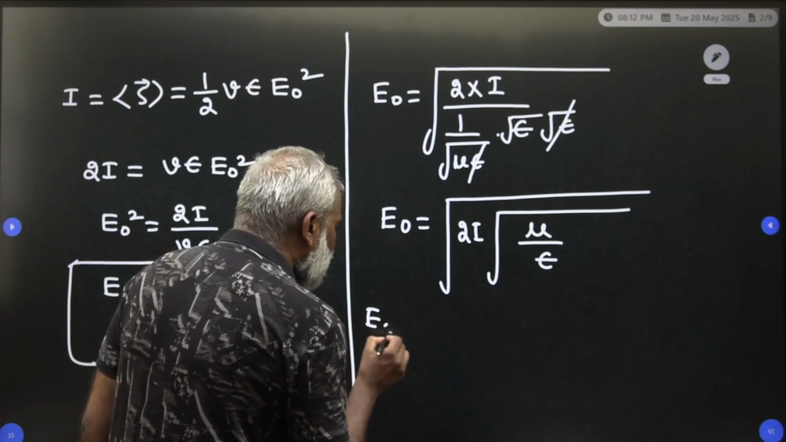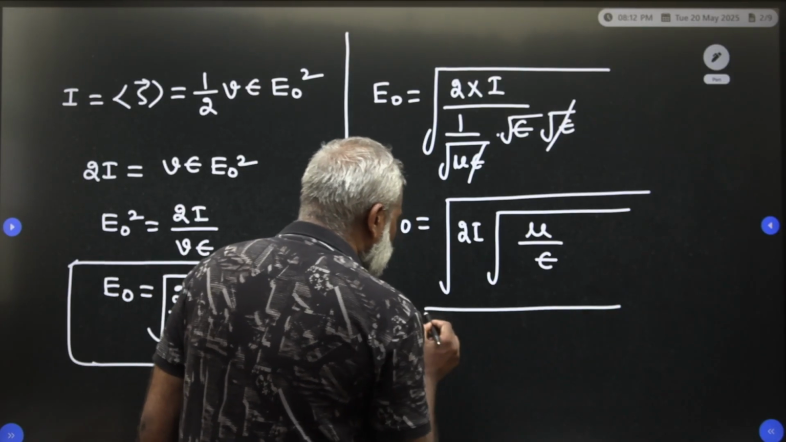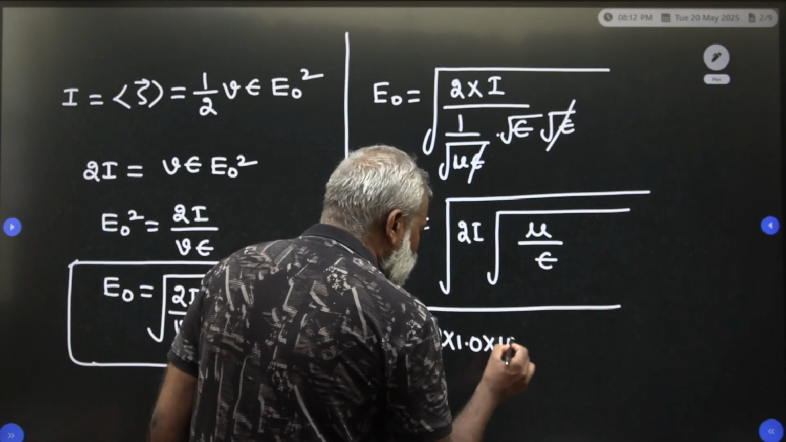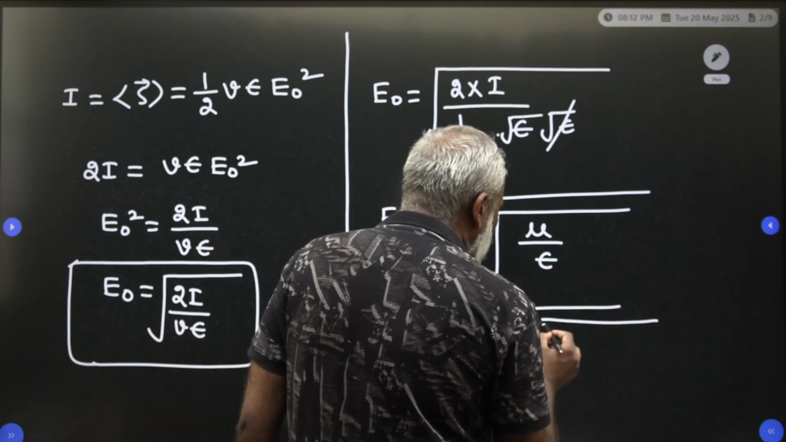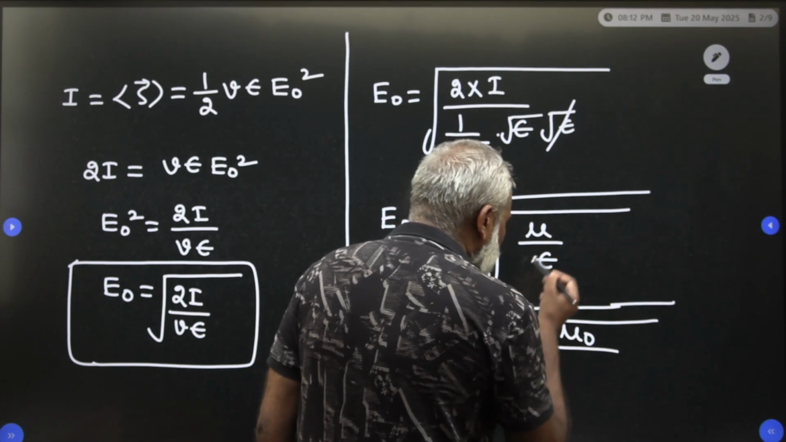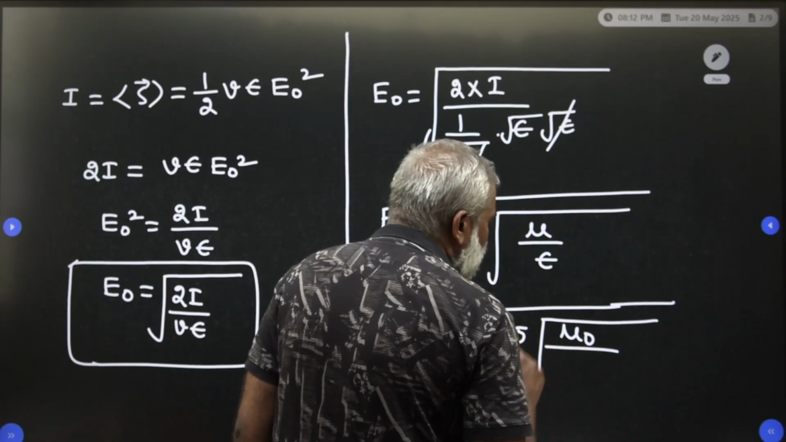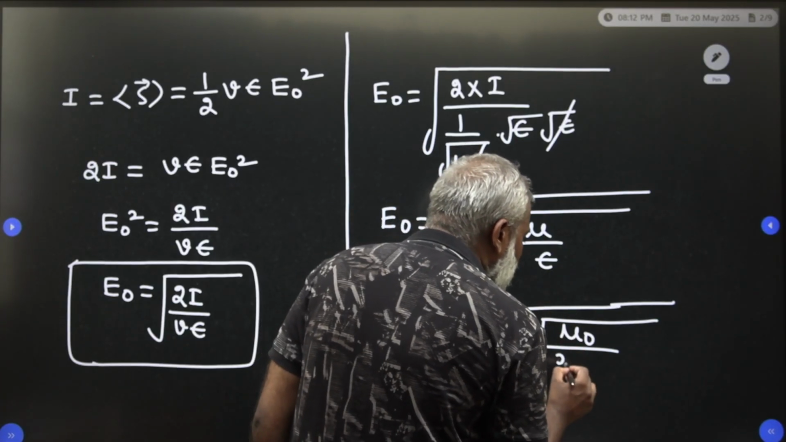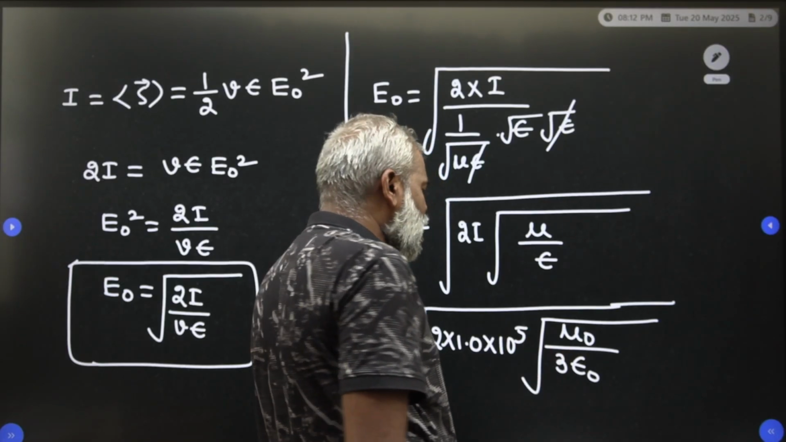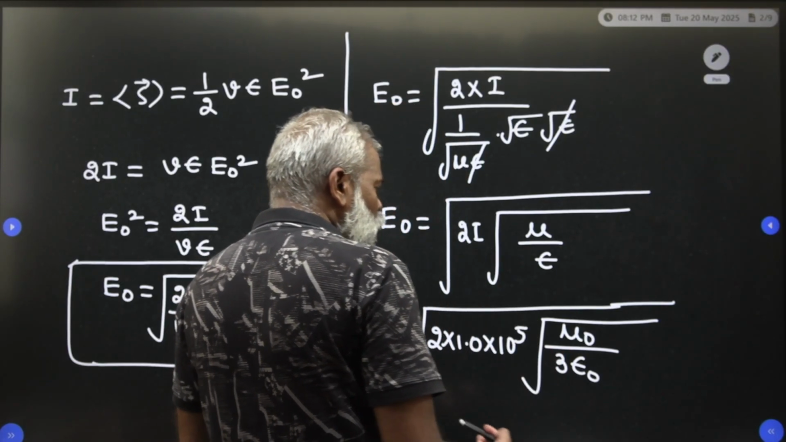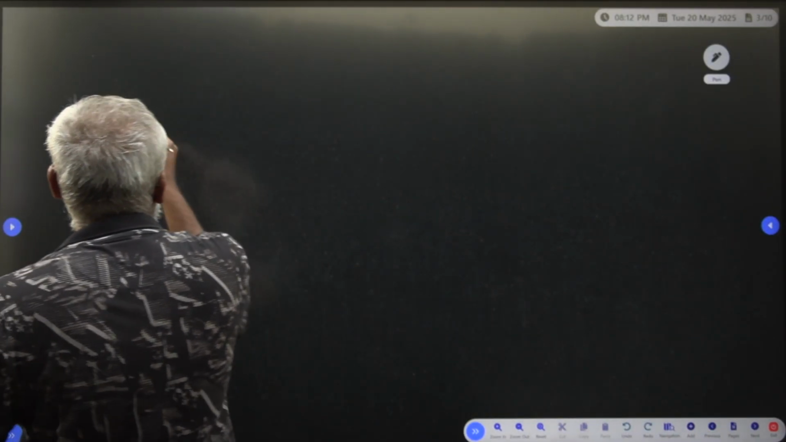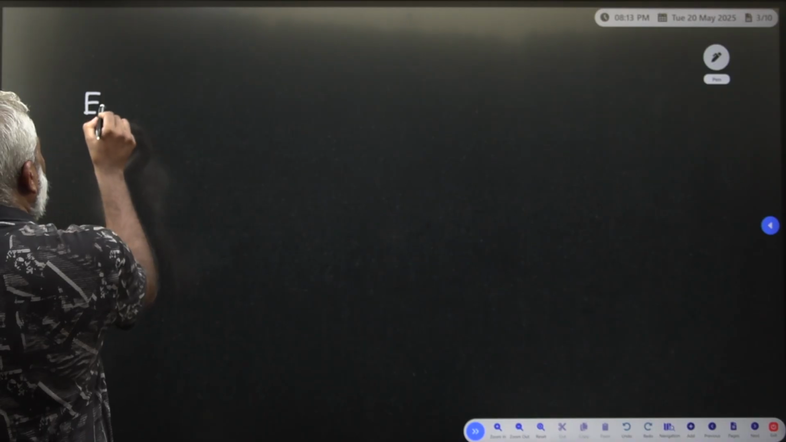So therefore E naught is equal to 2 into 1.0 into 10 to the power of 5, square root of, your permeability is equal to mu naught, your permittivity is equal to 3 into epsilon naught. Therefore you substitute these values, so you will get the answer. What is the answer, let us see.